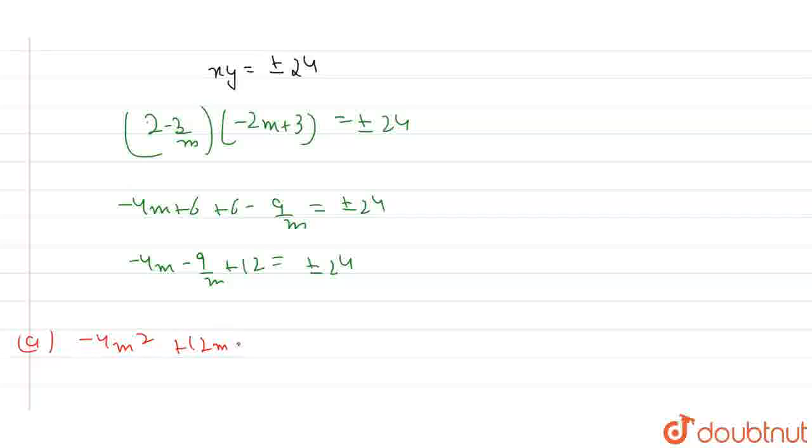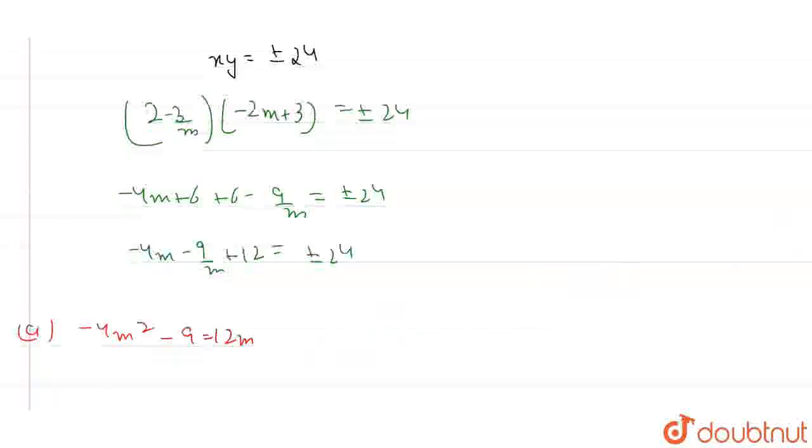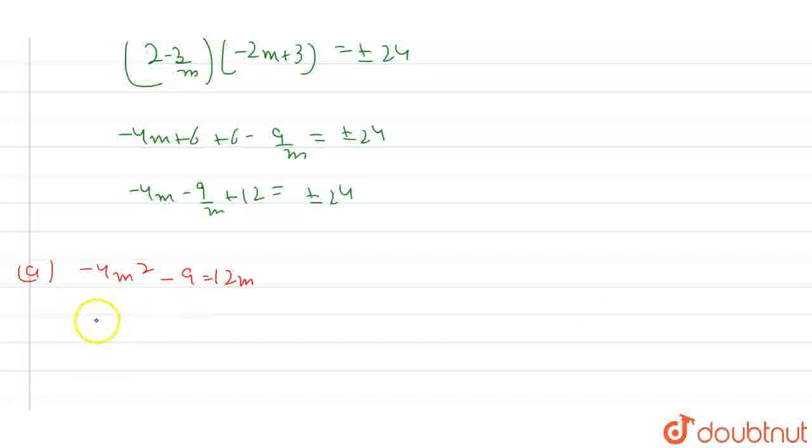Let me correct it, I can also write it as 4m square minus 9 equals 12m, right? So if I remove the minus from the first term, this equation will come out as 4m square plus 12m plus 9 equals 0, right? So we can see that this is becoming the formula of (2m plus 3) whole square, right?